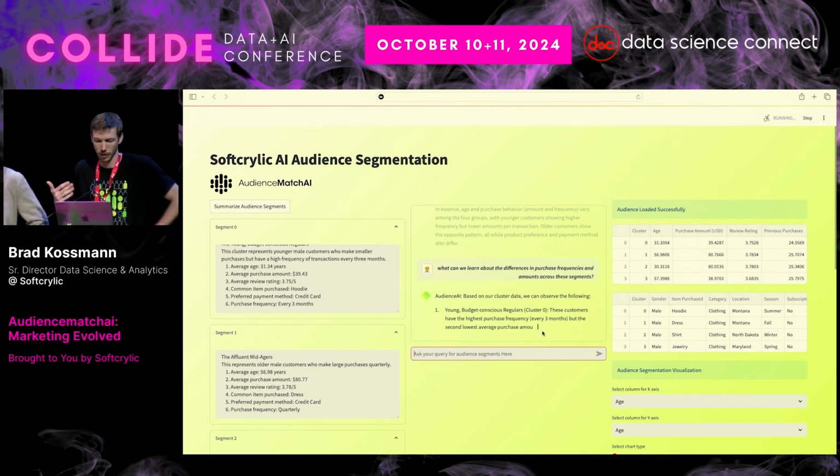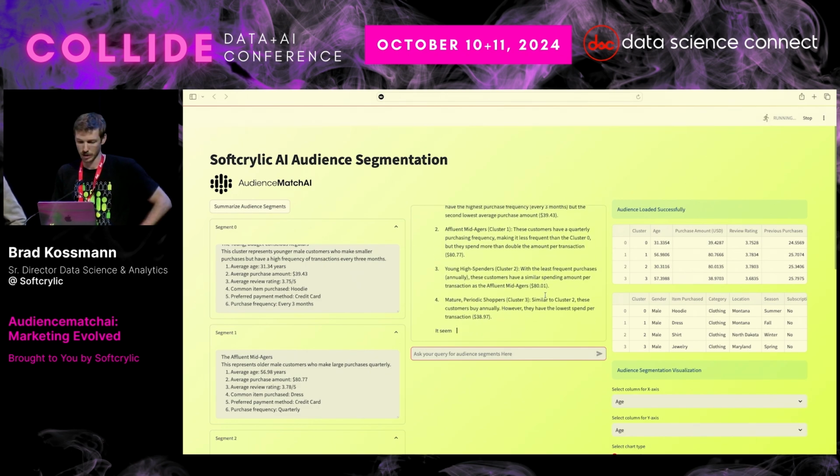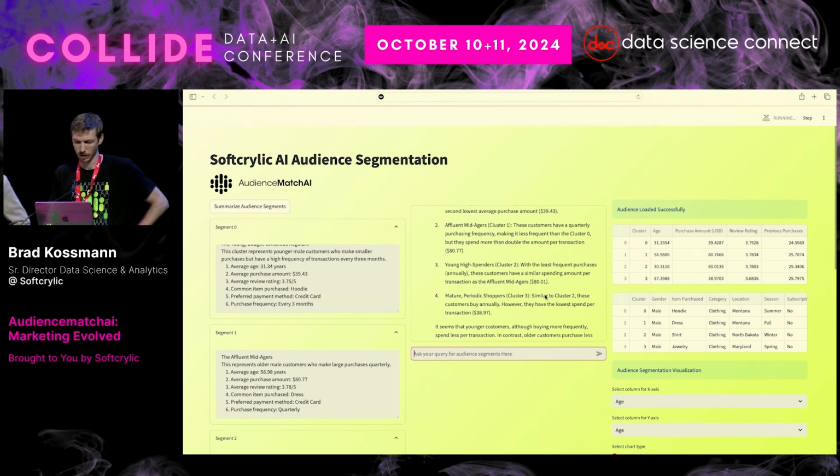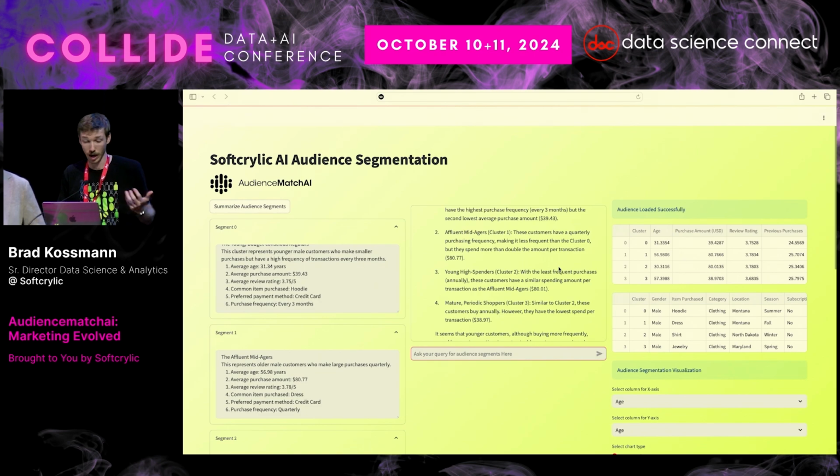So we're just asking it, what can we learn about the differences in purchase frequencies and amounts across these segments? And it's going to provide us some information on that. So let's take a look at one of these answers. Young budget conscious regulars: these customers have the highest purchase frequency, every 3 months, but the second lowest average purchase amount at $39. Whereas the young high spenders have the least frequent purchases, annually, and a similar spending amount per transaction as the affluent mid-agers. And then you have your mature periodic shoppers, similar to cluster 2, these customers buy annually. However, they have the lowest spend per transaction at $38.97.